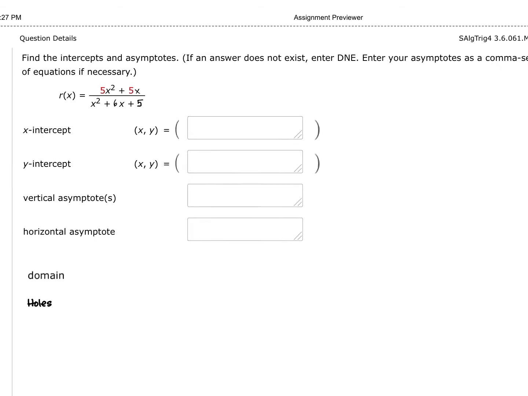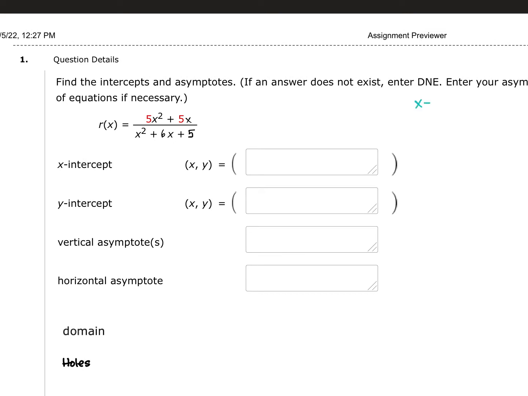For your x-intercept, given R of x is equal to 5x squared plus 5x over x squared plus 6x plus 5. You are going to take your numerator, which is the 5x squared plus 5x, set it equal to 0, and solve for x. You can factor out the 5x. That's going to leave you with 5x times x plus 1 is equal to 0. Then you set each of those equal to 0, and you solve.